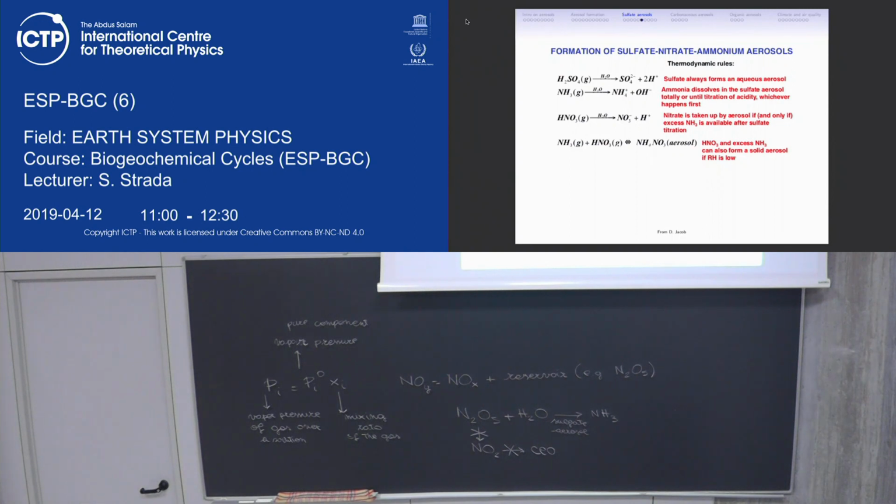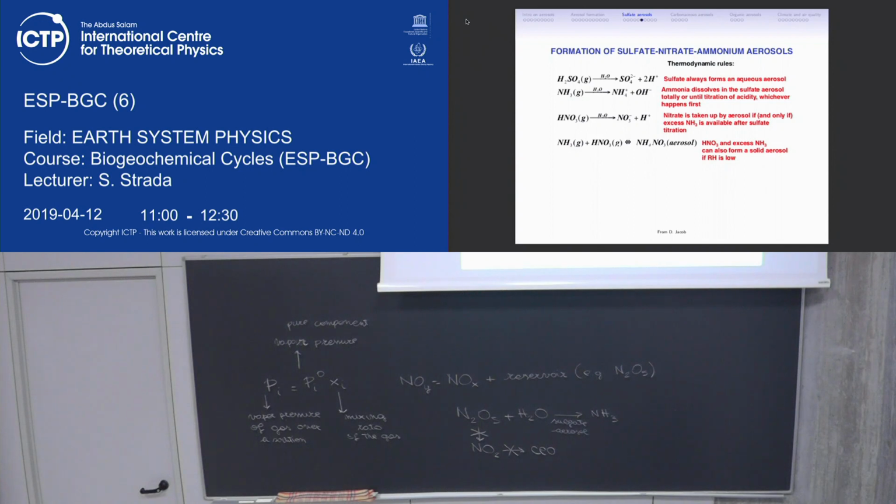And then if other conditions change, for example, if you are in a condition of low relative humidity, then you mainly have dry particles, dry salt, and you have the possibility that the ammonia also reacts directly with the nitric acid to form an ammonium nitrate aerosol. So you have even a third species.